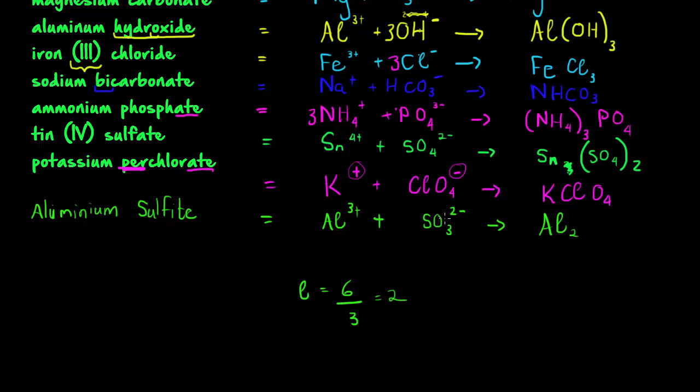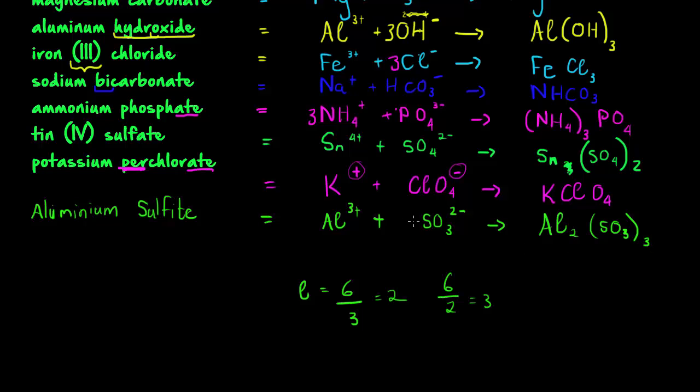Okay, and for my sulfite, I see that I have a 2 negative charge. If I needed my 6, the lowest common multiple, then I would have to multiply by 3. So I could have also just said that I take the 6 divided by my charge, which gives me 3. And I have to put that in brackets since I'm working with a polyatomic ion, and that gives me this.